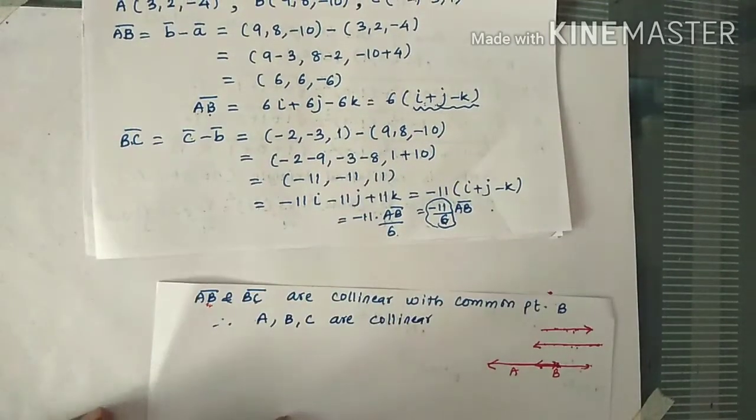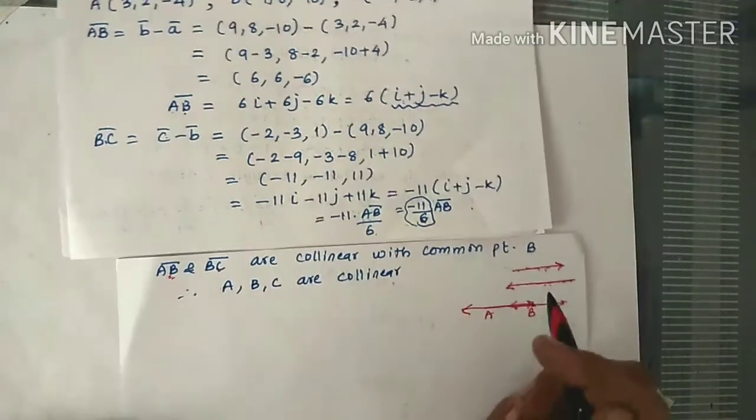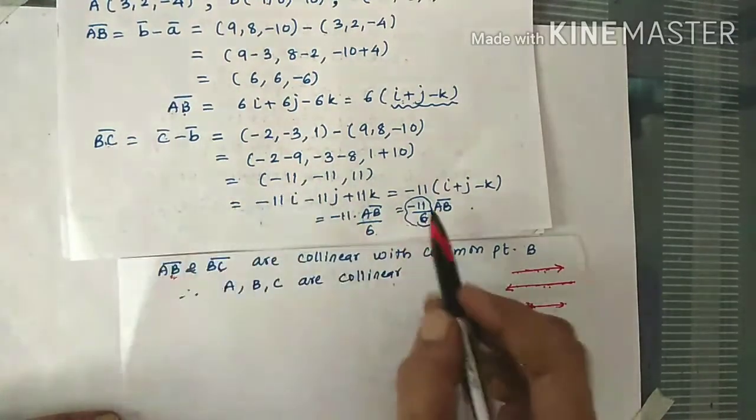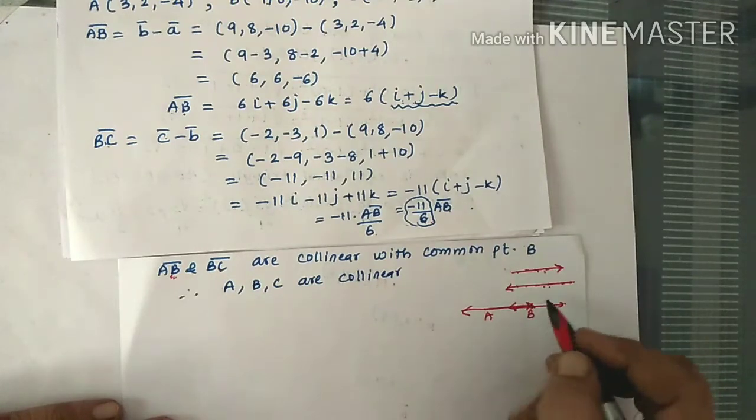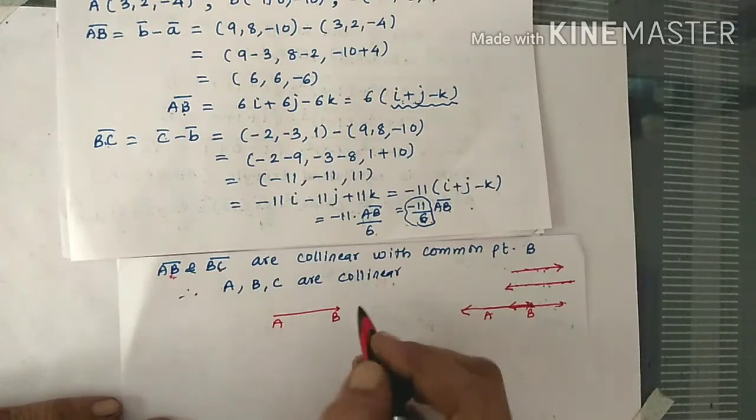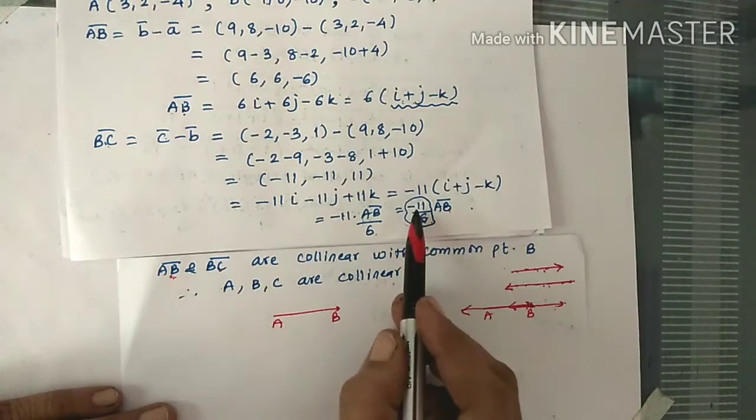And here you can find which point lies in between. This is not asked, but let's see here. What we have is BC bar equal to minus 11 by 6 AB bar. So let's draw AB bar first. If this is AB bar, now I want to draw BC bar. Here we have a minus sign.